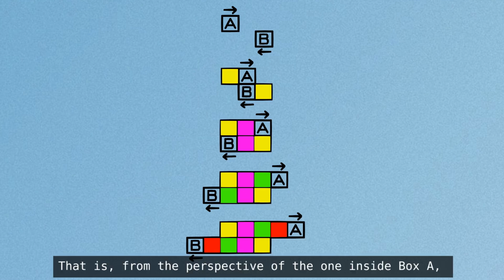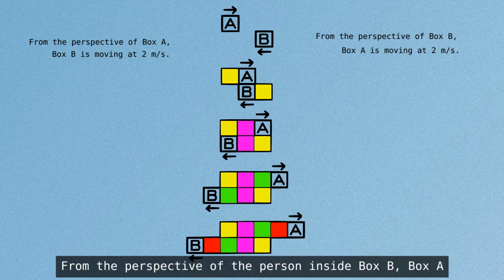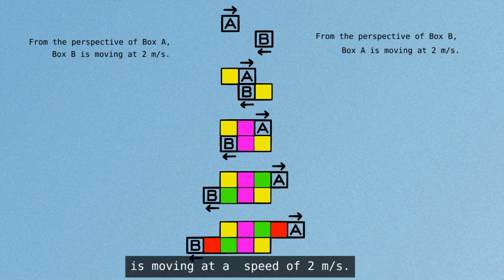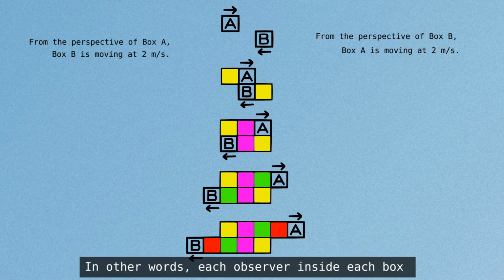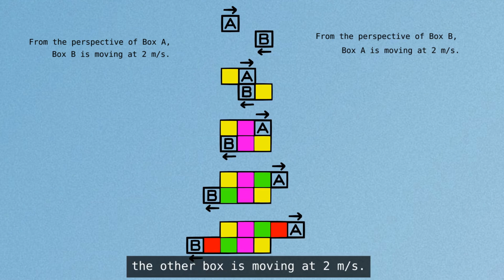That is, from the perspective of the one inside box A, box B is traveling at a speed of 2 meters per second. From the perspective of the person inside box B, box A is moving at a speed of 2 meters per second. In other words, each observer inside each box assumes that the box he is in is stationary and the other box is moving at 2 meters per second.